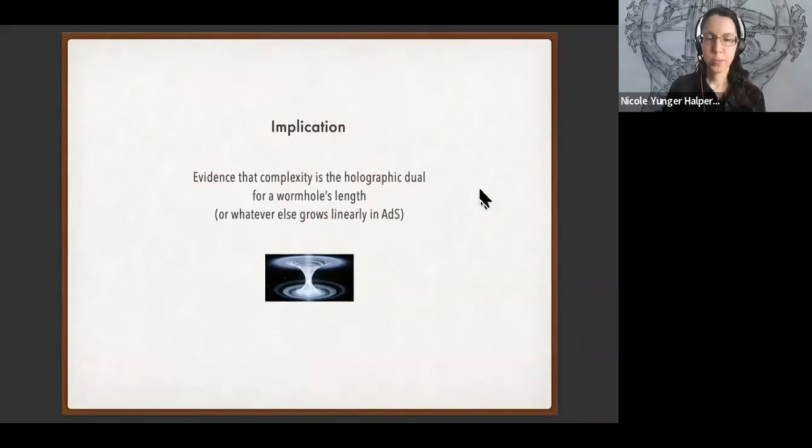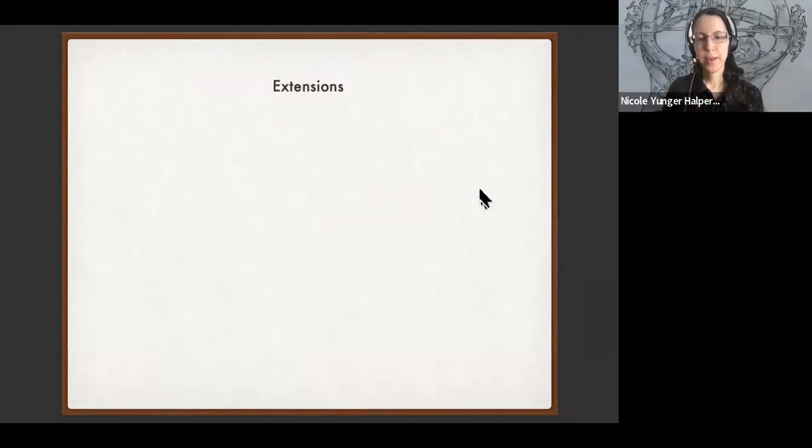Therefore, we now have evidence that complexity might be the holographic dual for the volume of a wormhole, or for whatever other quantities grow linearly in time for an exponentially long time in AdS. We can extend this result in a number of ways.